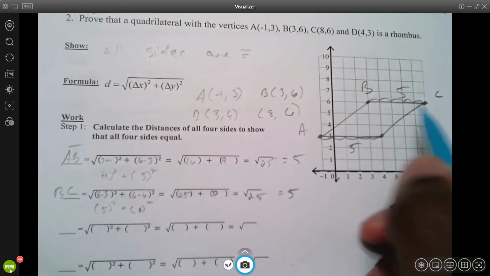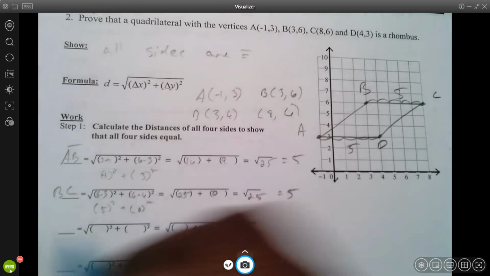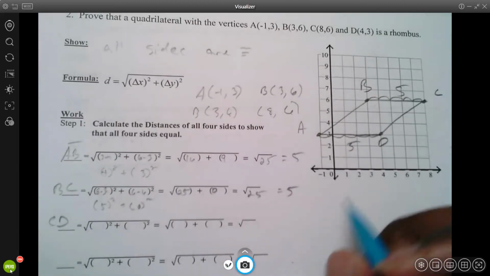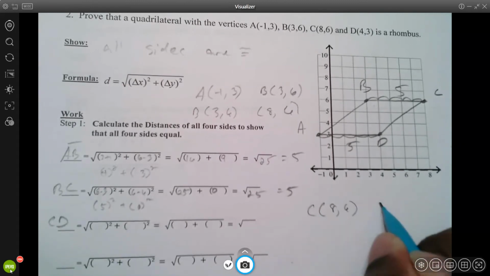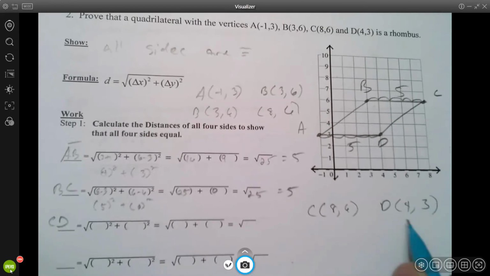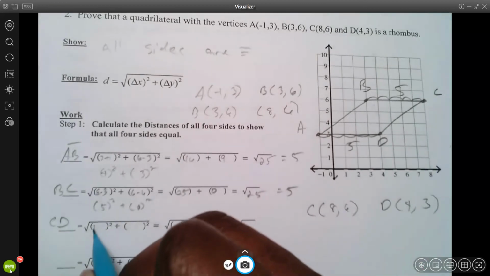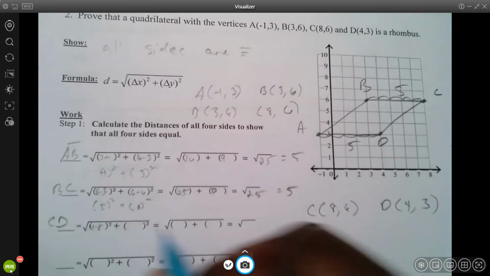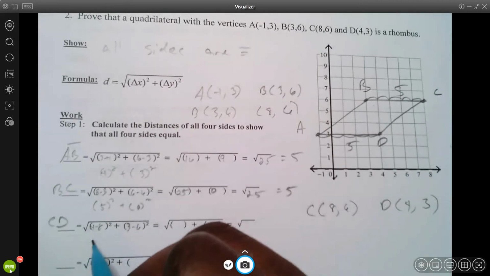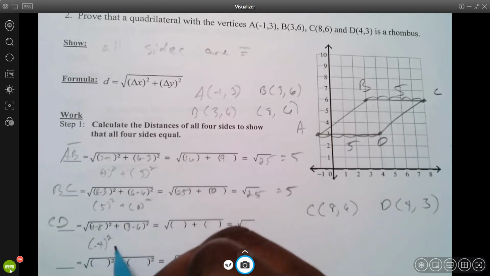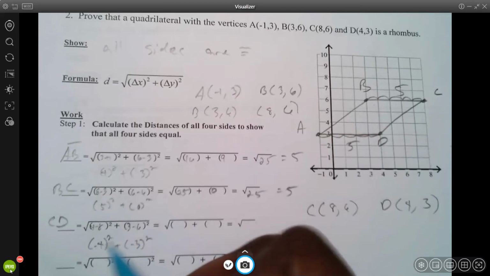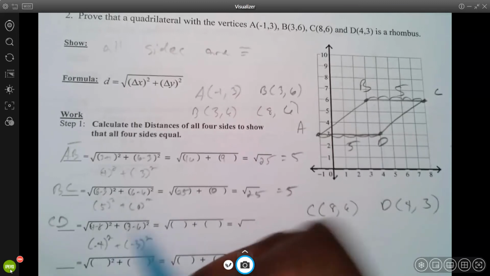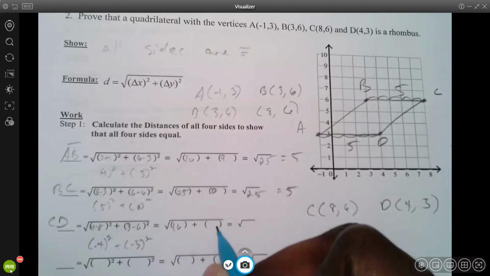This is BC, and this is CD. So CD, C is at 8, 6, and D is at 4, 3. So the distance would be 4 take away 8, and 3 take away 6. 4 take away 8 is negative 4 squared. 3 take away 6 is negative 3 squared. Truthfully, you don't need the negative sign. You know why? Because when you square, it's going to be positive anyway. You can just square positive 4 and get 16, and square positive 3 and get 9.